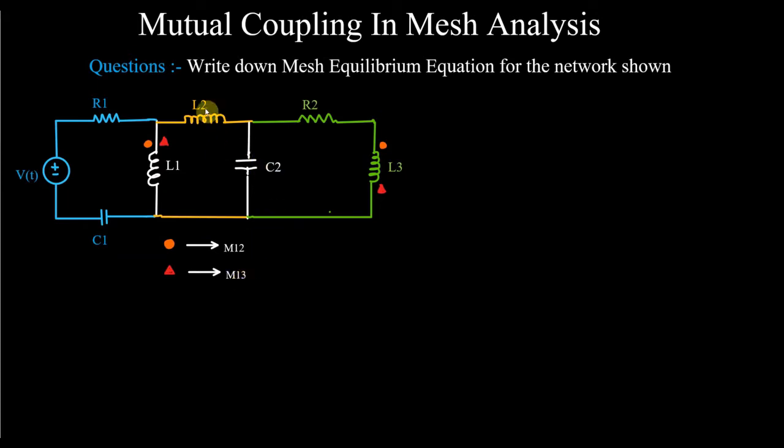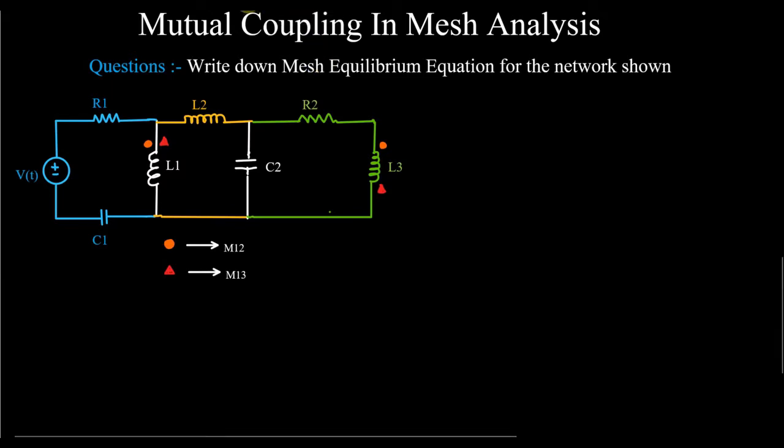Now here you can see there is another inductor L2. But this inductor L2 is not mutually coupled with any other coil, L1 or L3, because there is no dot marking here. So it has only self inductance. This type of question we have already discussed, how to write the equation. Only the addition is that now we will consider its mutual inductance. So we will see that.